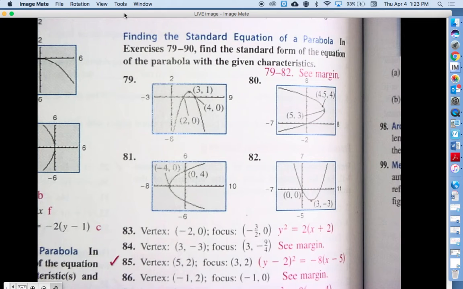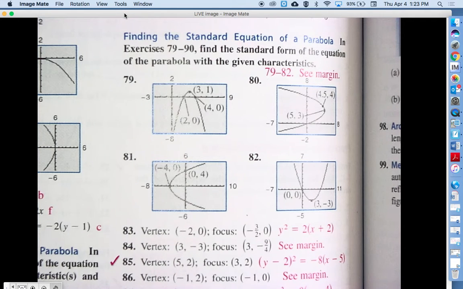Alright, so number 79 says write the standard form of the equation. You have a picture of a parabola. Looks like it's going down, vertical. How would you start to come up with an equation? Brandon? So you write down the vertex, which is 3, 1. Okay, so the vertex is 3, 1.